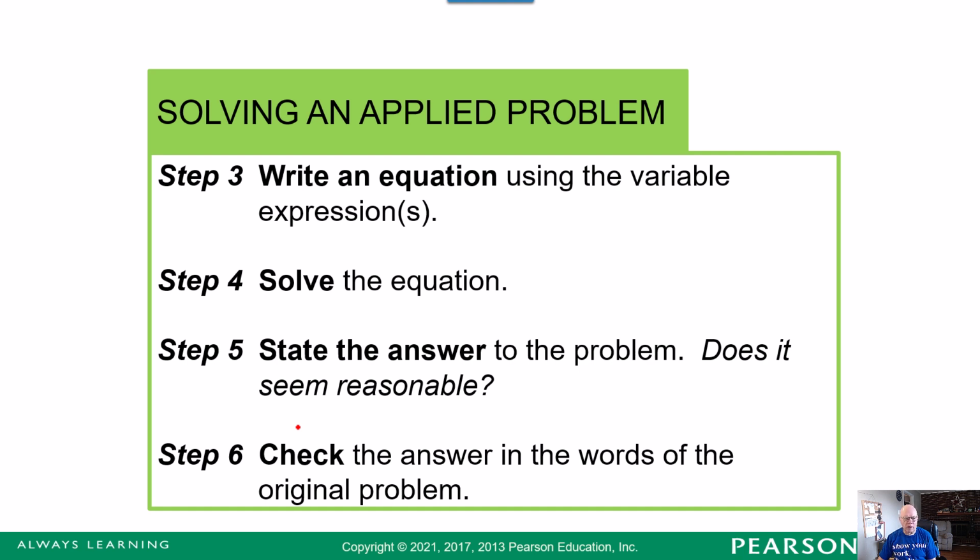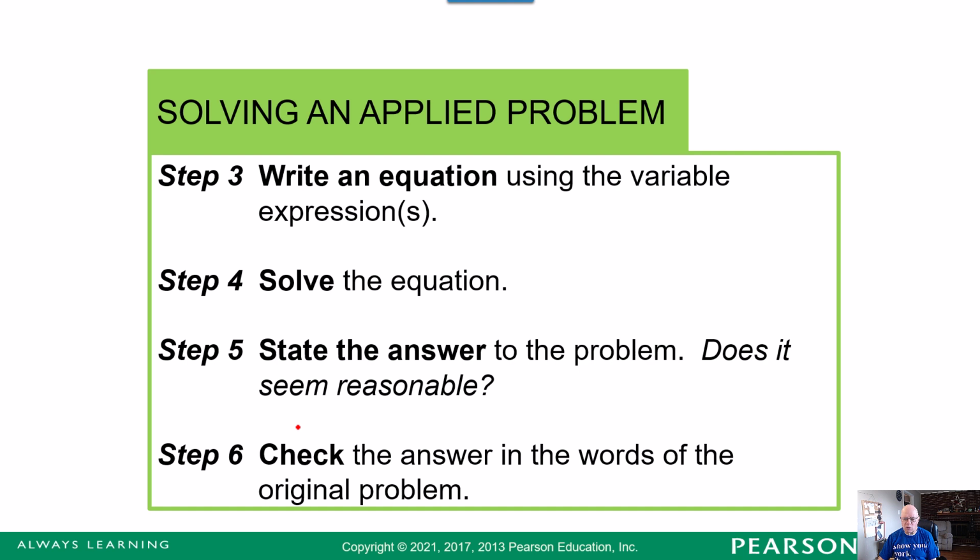Number 4, solve the equation, obviously. If you've got a good equation, you need the good equation, or solving the equation won't help. Step 5, write down what the answer is to the problem. Remember, the question was in words. Your answer should be in words.